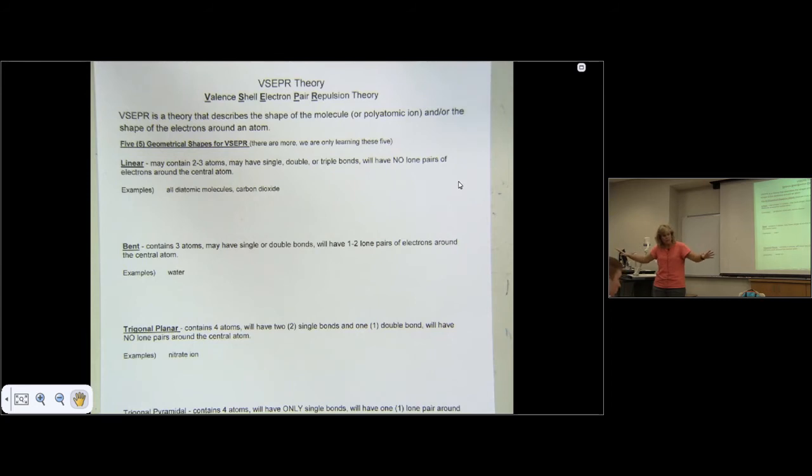Because they do this, the shape of the molecule or polyatomic ion is different than other shapes, because different combinations of electrons do different things to each other in their repulsion. And this determines the shape of the molecule or the polyatomic ion, or it even determines the shape around a particular atom within the structure. We are not going to deal with the shape around the particular atoms. What we're dealing with is the shape of the whole molecule.